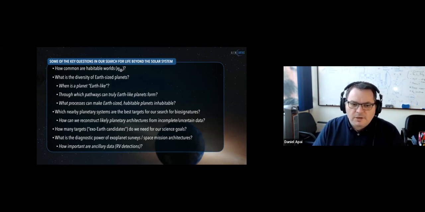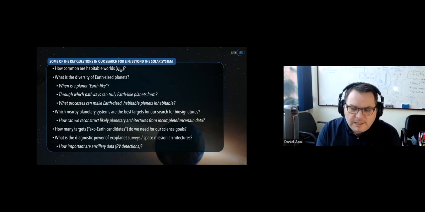What is the diversity of Earth-sized planets? When is a planet truly Earth-like? And through which pathways can truly Earth-like planets form? In other words, if there are different pathways, what fraction of them, for example, end up with habitable planets?